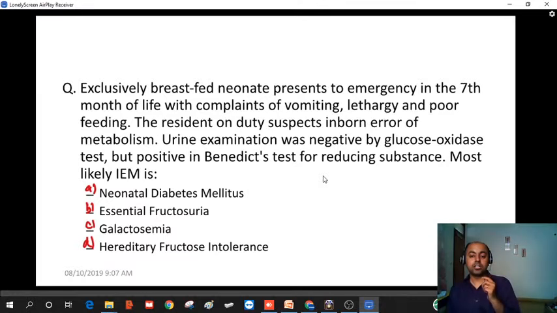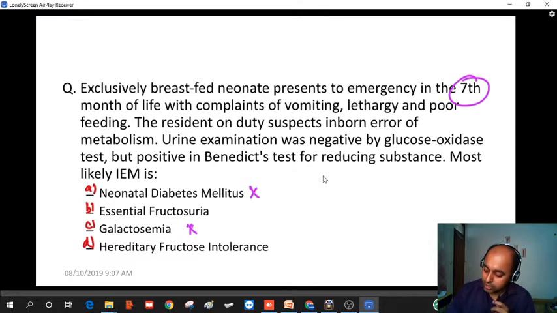I'll again highlight which are the important points to keep in mind. Age of presentation, 7th month. Symptoms: vomiting, lethargy, poor feeding. Urine examination is negative for glucose oxidase test, but positive in the Benedict test. So as per this, it cannot be diabetes mellitus, where we will have the positive glucose oxidase test. It cannot be galactosemia because the age of presentation is 7th month. It cannot be essential fructosuria because there are no signs and symptoms in essential fructosuria. So the correct answer in this case is D, hereditary fructose intolerance.